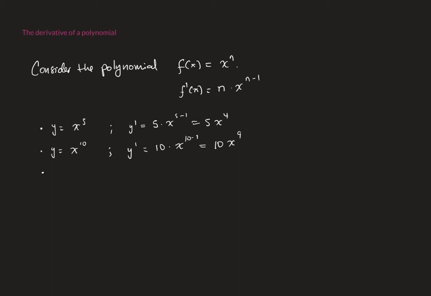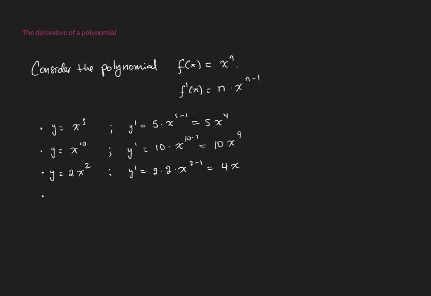If you have a function that has a coefficient, for example, 2x to the power of 2, then what you're going to do is exactly the same thing, only that when you bring down the exponent, it's going to multiply the coefficient. For example, in this case, y dash is going to be 2 times the exponent, 2 times x to the power of 2 minus 1. So the derivative would be 4x to the power of 1.